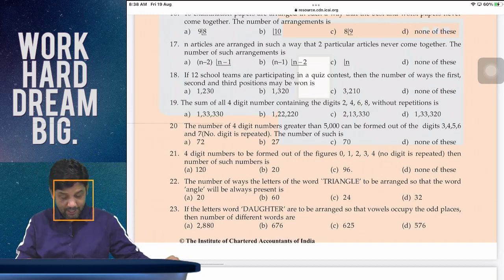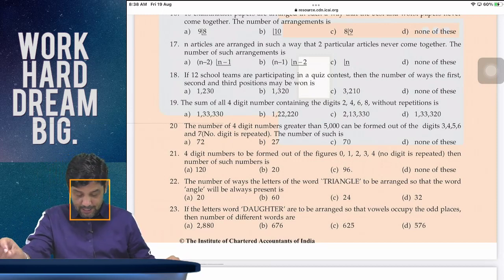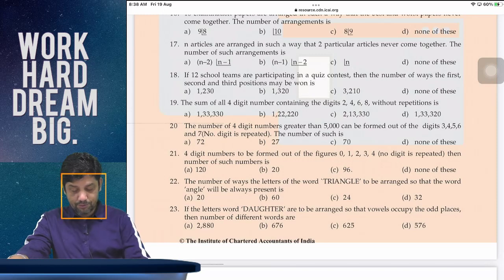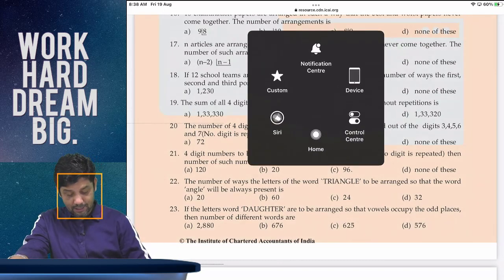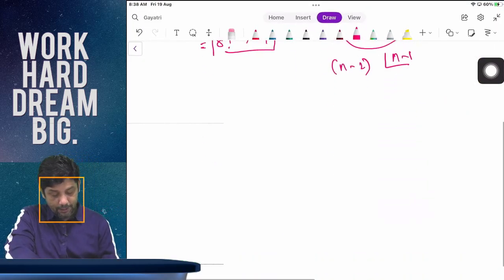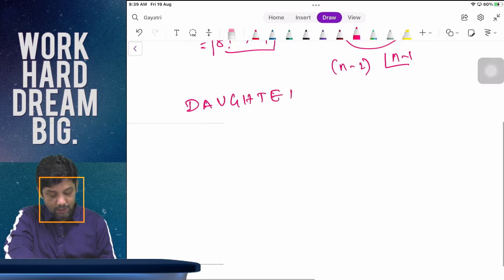Okay. Next sum. The letters of the word daughter are to be arranged so that the vowels occupy odd places. Find the number of different words. I think you might have got the answer. Now look at this. Daughter. Now tell me, my dear.